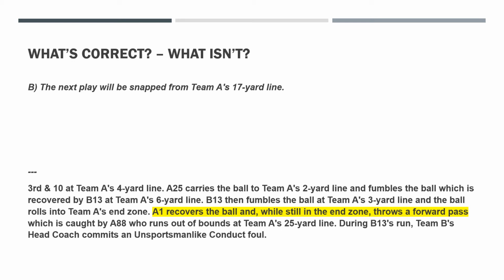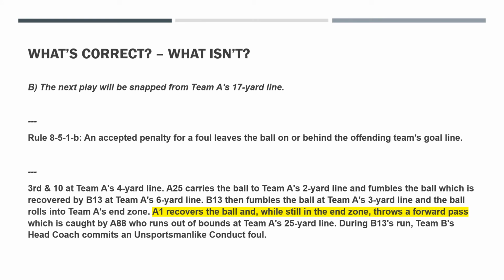But is this correct? Well, Rule 8.5.1B tells us that there is a safety if there is an accepted penalty for a foul that leaves the ball on or behind the offending team's goal line. And the penalty statement for Rule 7.3.2C tells us that it is 5 yards from the spot of the foul when there is an illegal forwards pass after a change of team possession. Therefore, Team A have committed a safety, awarding 2 points to Team B, and meaning that we cannot enforce half the distance to the goal, and making this statement incorrect.